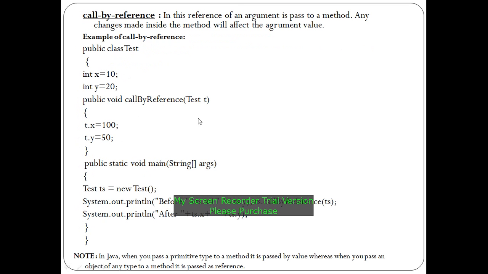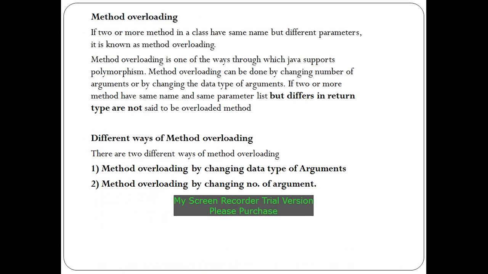And call by reference: in this, a reference of the argument is passed to the method. Any changes made inside the method will affect the argument. Public class Test, int x equals 10, int y equals 20, public void callByReference. When you pass a primitive type to a method, it is passed by value, whereas when you pass an object of any type to a method, it is passed by reference. Method overloading and the remaining concepts we will see in later videos.